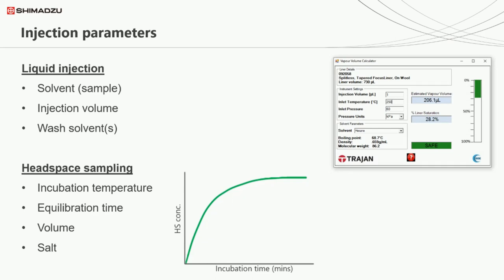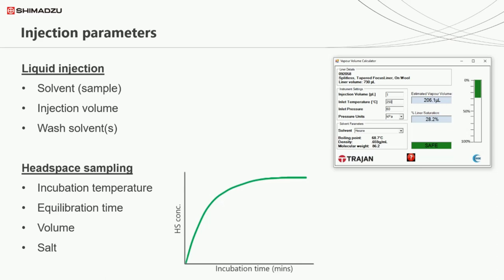Work out how much you're going to inject. You need to inject enough for good sensitivity of your analytes, but injecting too much will cause backflash. Use a solvent expansion calculator, as shown here, to work out your maximum volume that you can inject. And always select a syringe size that is suitable for the injection volume.